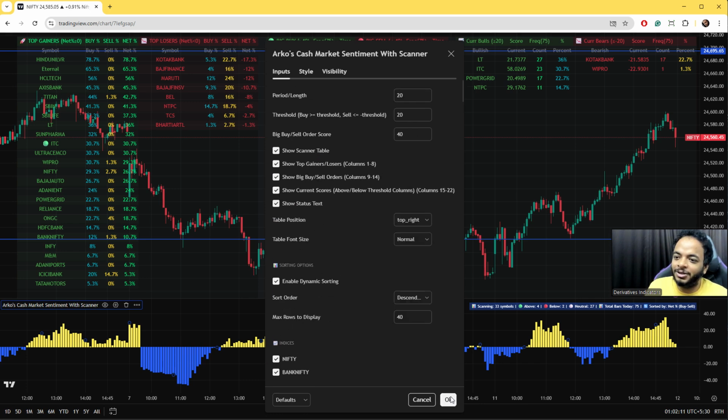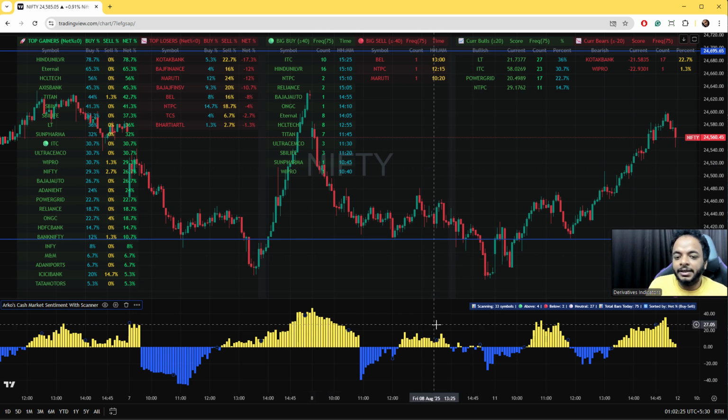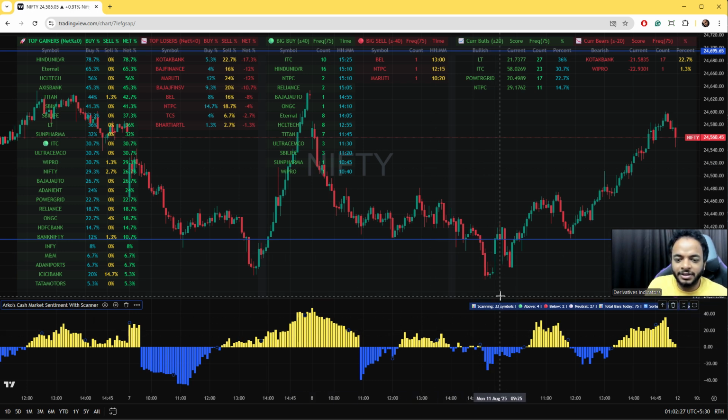Talking about the scanner, as you all know, TradingView has a limit of 40 symbols at a time in a scanner, or in any indicator you can pull 40 requests at a time. Talking about here, the number of symbols we are currently scanning is 33.